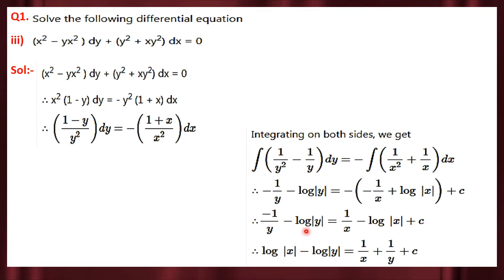Now take the logarithmic terms together, that is, −log|x| will become log|x| in the LHS, minus log|y| is equal to 1/x plus 1/y plus c. That is, −1/y will become 1/y. So this is the required solution of the given differential equation.